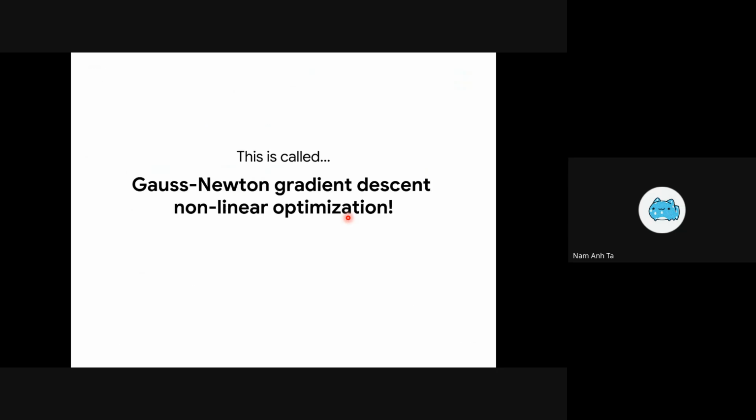This entire process is known as Gauss-Newton nonlinear optimization. Unlike standard gradient descent, Gauss-Newton uses second-order information via the Hessian matrix to take a more informed step toward the minimum. However, a key requirement is that your starting point must be relatively close to the solution to ensure accurate convergence. And Lucas-Kanade is essentially the application of the Gauss-Newton method to the specific problem of image alignment.